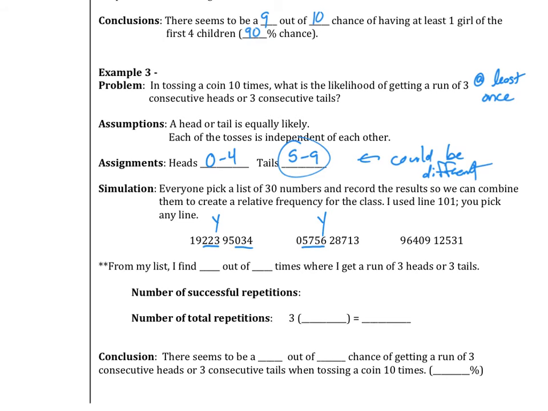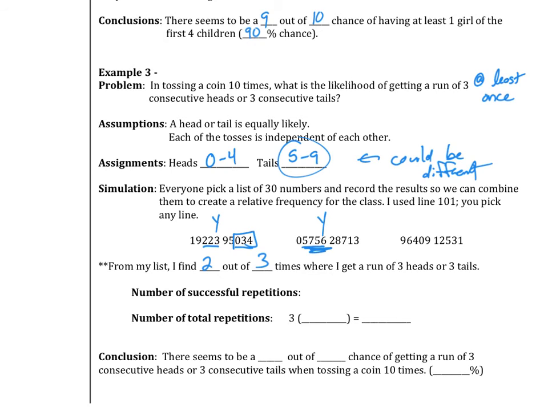So from my list, I find that 2 out of 3 times I get a run of 3 heads or 3 tails. Right here, this would be heads, heads, heads. And over here, the middle one would be like having tails 4 times in a row.